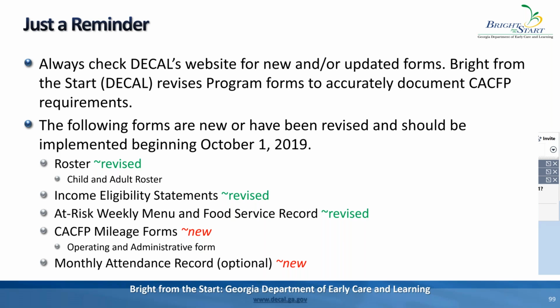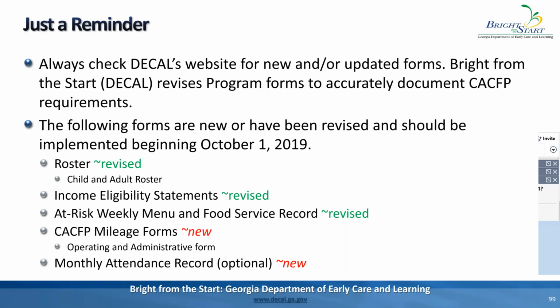Okay, so make sure it says here: always check DCAL's website for new and updated forms. If you have that file cabinet and you just keep pulling forms from it, you need to make sure you're looking at the site for October 1, because that is when the forms are revised. So please do not get a recordkeeping finding by using old forms.